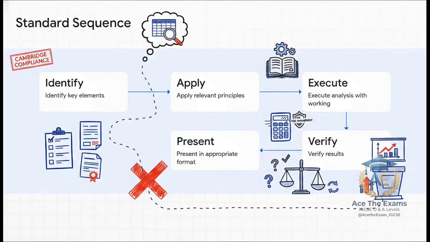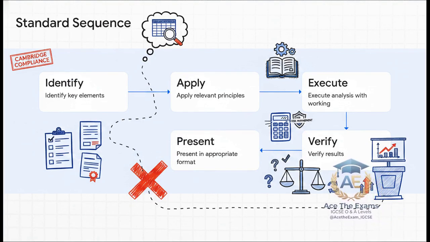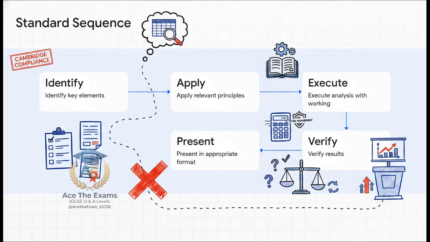Now we get into the technical architecture. To succeed in this pitch, there is a strict procedural sequence you absolutely must follow. This is your standardized, non-negotiable workflow. Step 1. Identify the key elements from the provided text and data tables. You are scanning for viable assets. Step 2. Apply the relevant accounting principles. Step 3. Execute the analysis with crystal clear working.